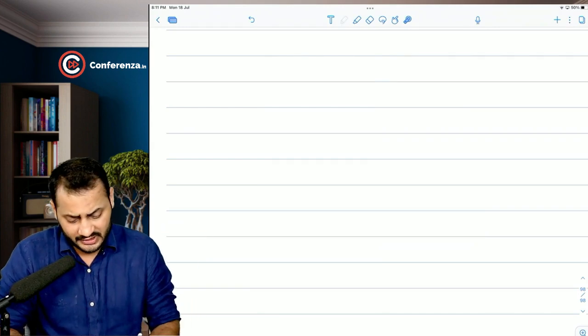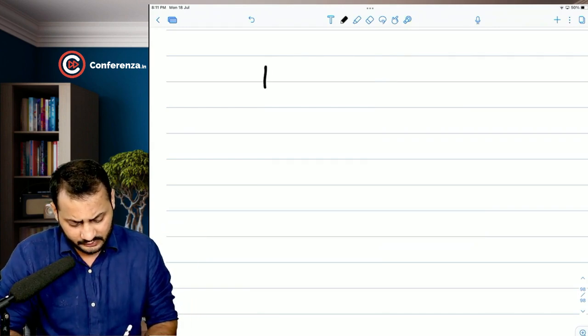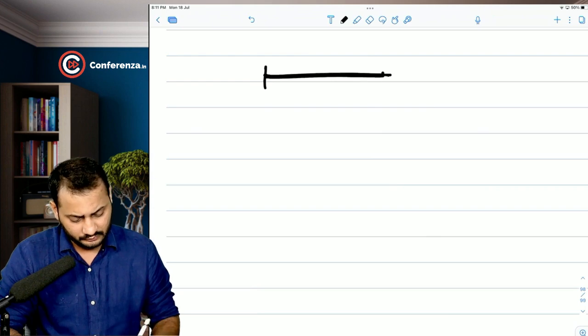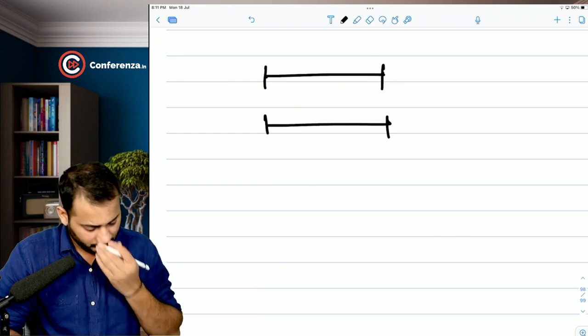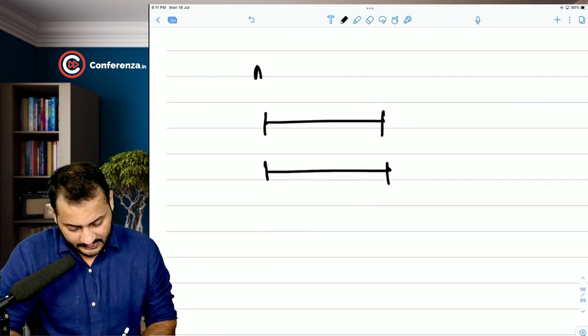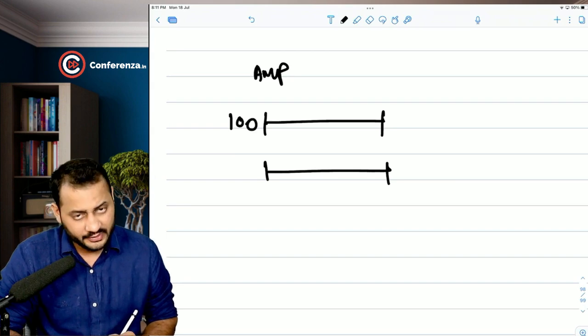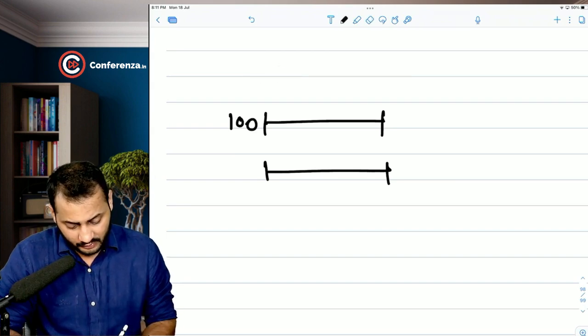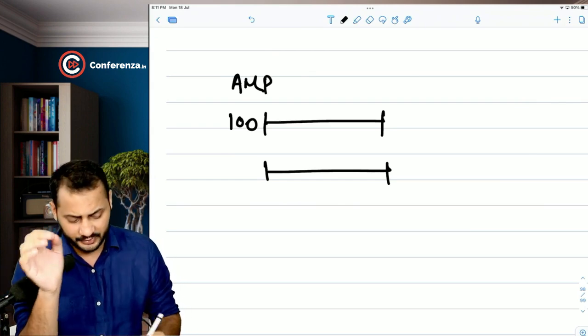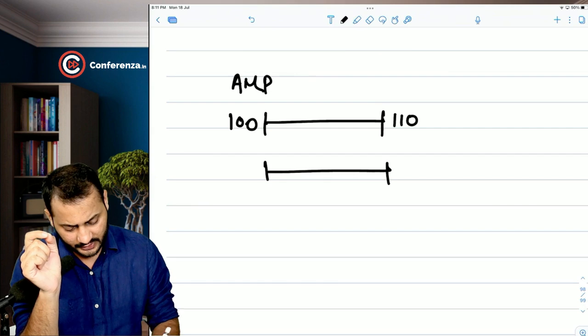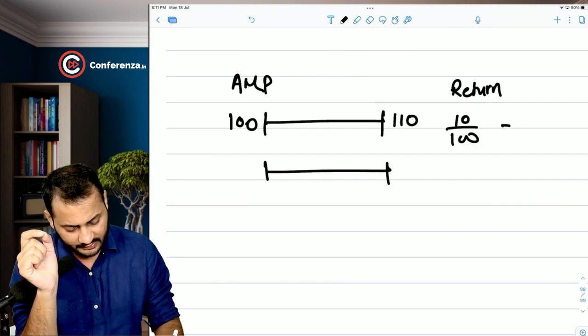Before taking over the question, I just want to take a couple of examples. See, this is the actual market price. Let's say today the market price is 100 rupees. Pay very careful attention to this point, okay? 100 rupees is the market price. Tomorrow it goes to 110. So if we calculate the return, it will be 10 divided by 100.